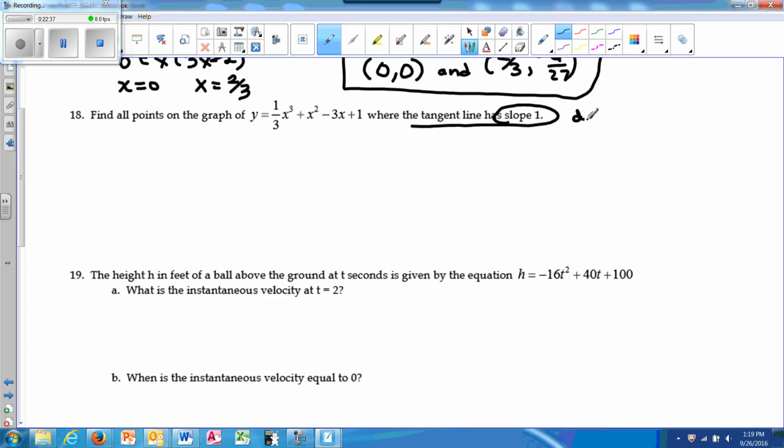So the points still aren't written. One of the points is 0, 0. And the other point is 2/3, negative 4 over 27.